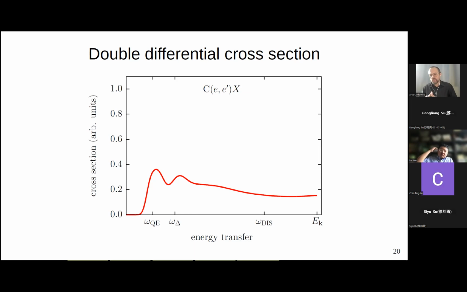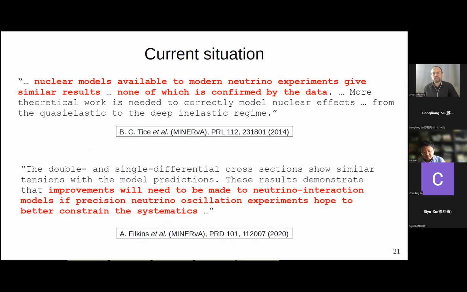The Fermi motion of nucleons and their energy distribution broadens all the structures. So we end up with essentially the quasi-elastic peak, the delta peak, and after that we have a smooth spectrum corresponding to pion production. We need to account for this smearing in our cross sections in order to reconstruct neutrino energy accurately, and that is the main topic of my presentation today.